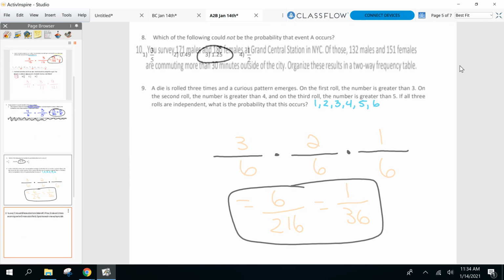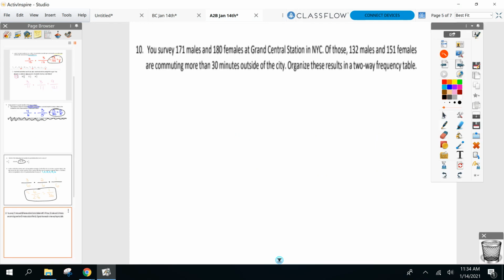We're almost done. All right, I've done a lot of multiplying with you guys with and without replacement. I just also want you to remember there will be tables on there, two-way frequency, two-way tables like we did yesterday. So let's set one up here and fill it in. 171 males, 180 females.